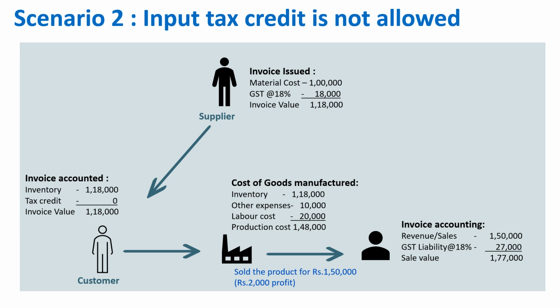Now the question is, how much is to be paid to the government? Whether 27,000 or is there any tax credit which can be adjusted and the net amount to be paid? So the answer is there is no tax credit because the government doesn't allow taking input tax credit in this scenario. So the 27,000 rupees which is charged to the end customer, the same 27,000 will be paid to the government. So this is how the process will change when the input tax credit is not allowed. In the next slide, I will talk about the accounting impact.